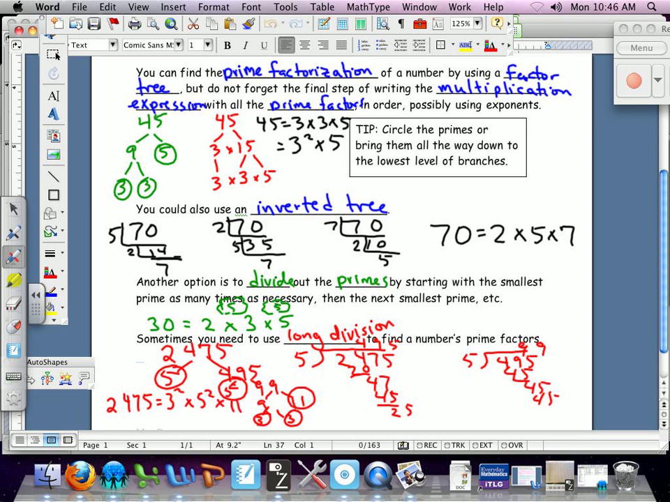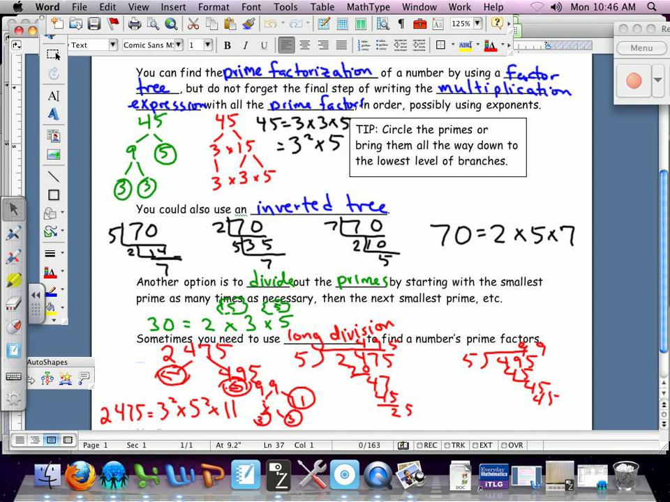Don't like the way it looks because it's all squished in. But you have more space on your paper than I do. I'm going to fit it all on one screen here. Got the 5 here. So again, 2,475 equals 3 squared times 5 squared times 11.